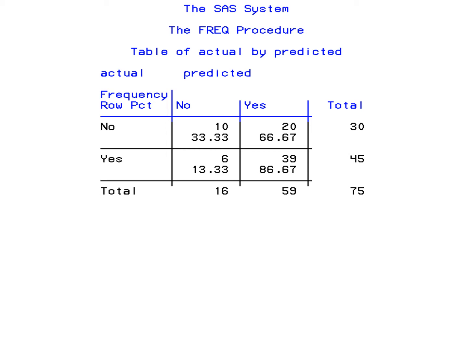And then the off diagonal kind of shows the errors, right? So we can see that we have 10 plus 39. We have 49 instances of correct predictions, 26 instances of incorrect predictions.